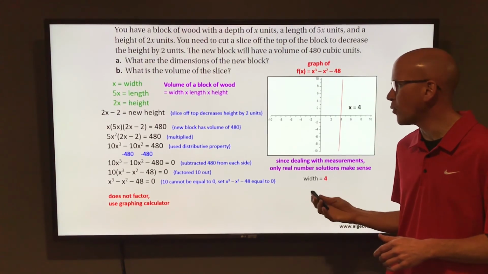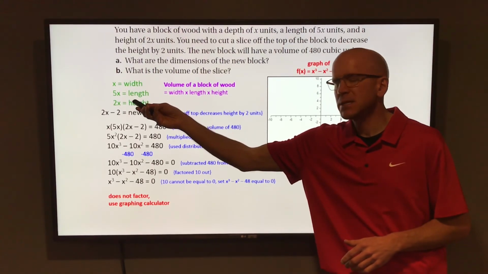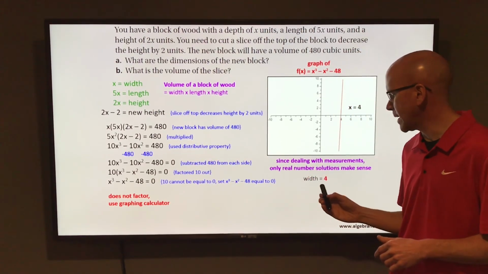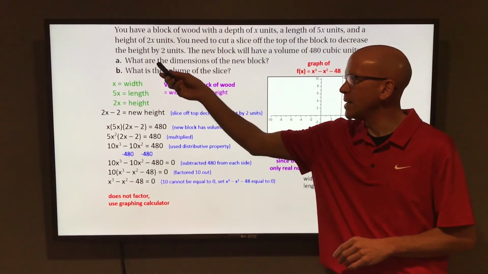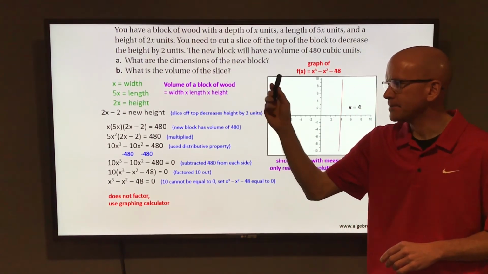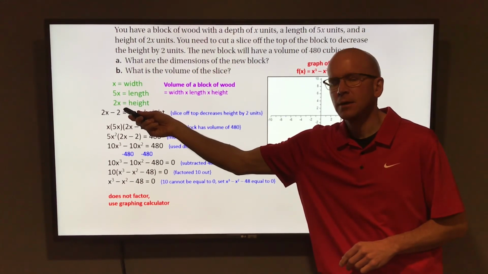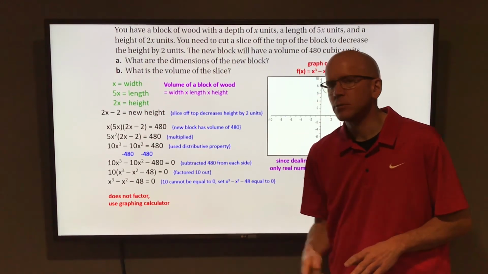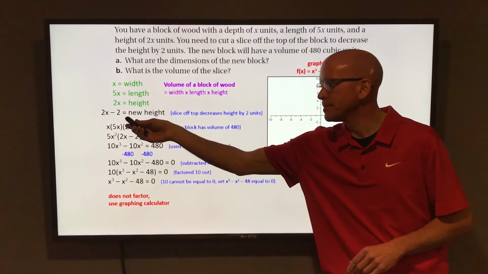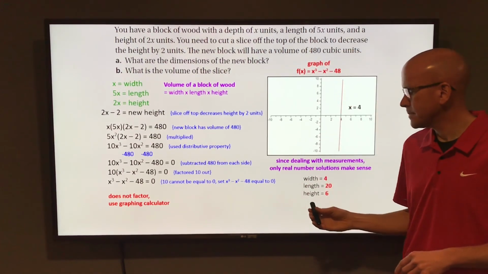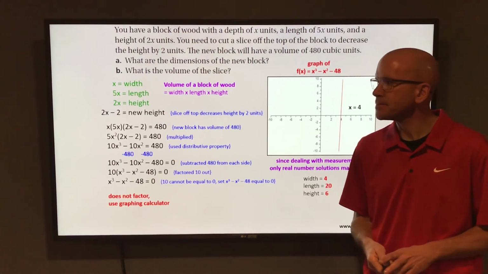So if the width is 4, the length is 5x. So take 5 times that 4. That gives you a length of 20. Remember, we need to find the dimensions of the new block. So we don't want to know what 2x is. We want to know what 2x minus 2 is. If the width is 4, 2x minus 2 would be 6. It's 8 minus 2, which is 6.